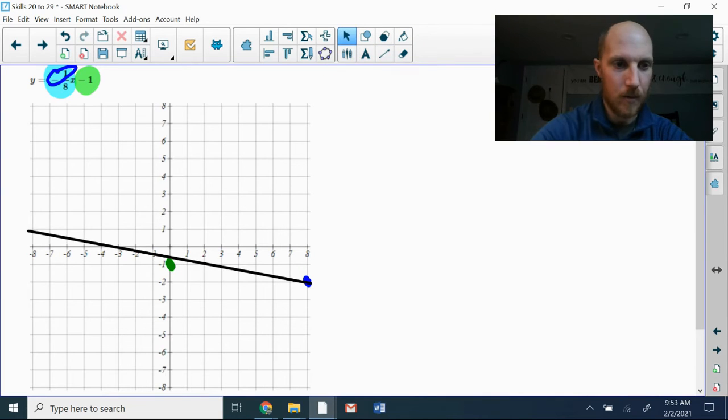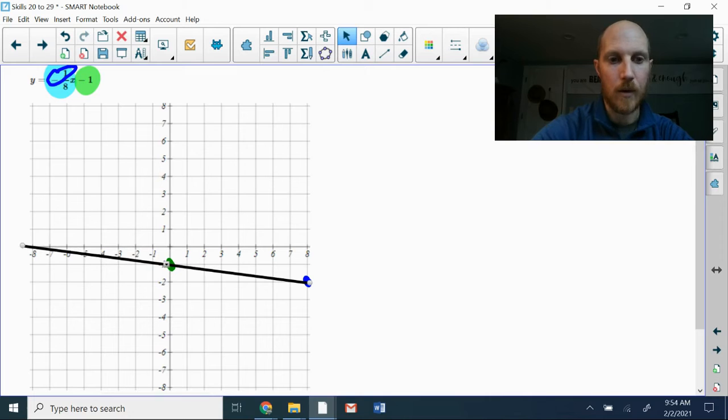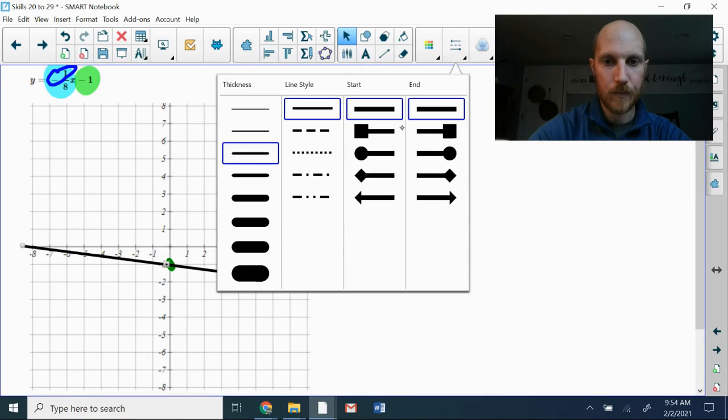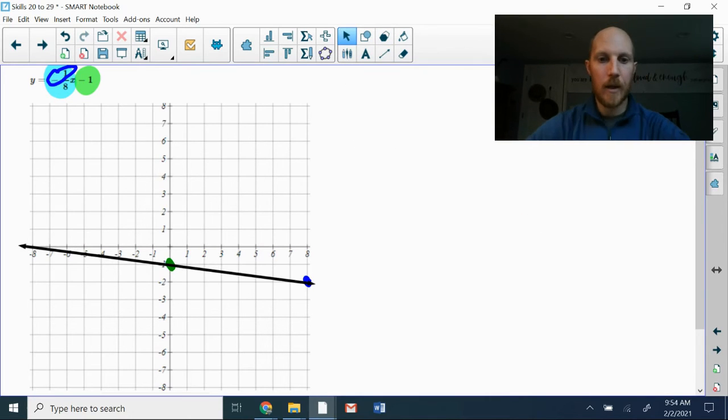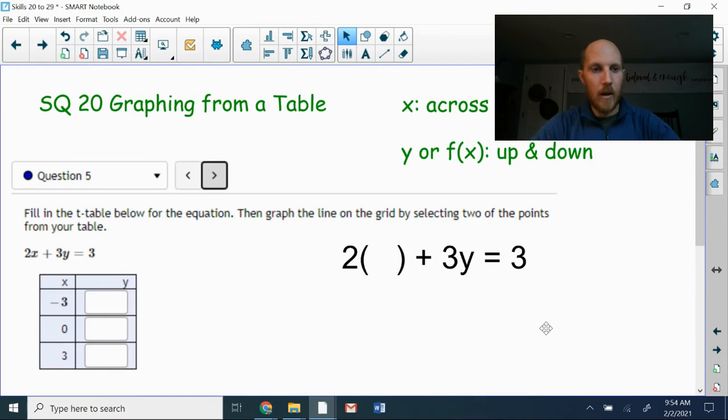Whoops. I was not actually watching what I was drawing. There. Turn that into a line. Cool. The end. Okay. Question number 5 involves completing this table.